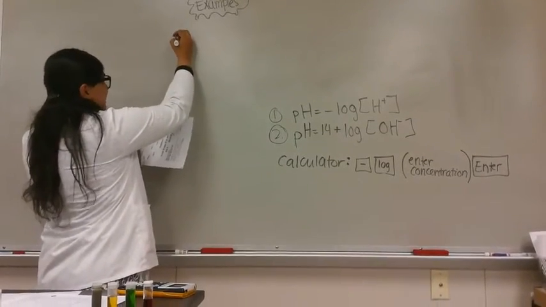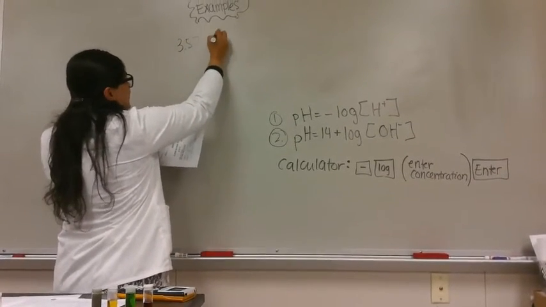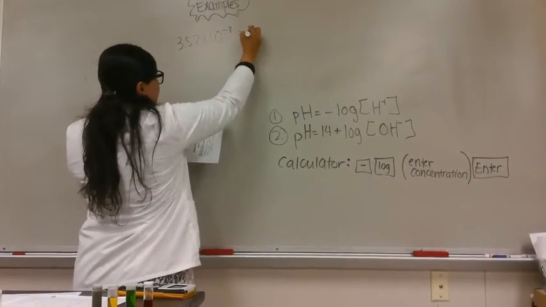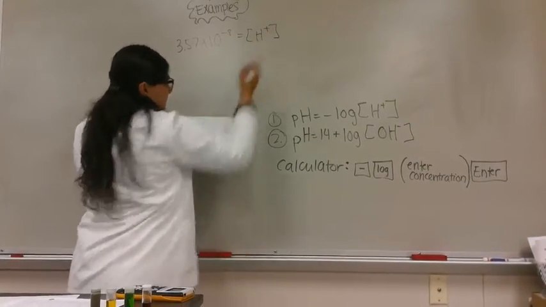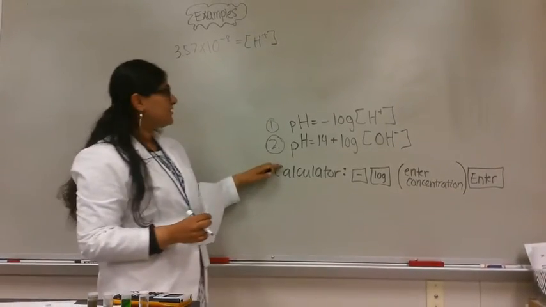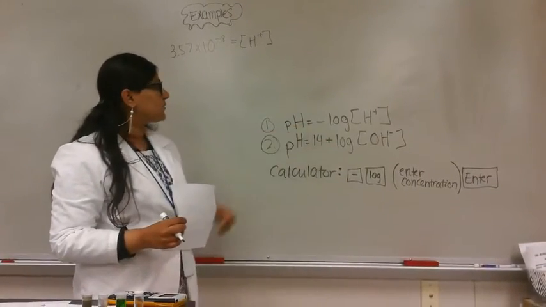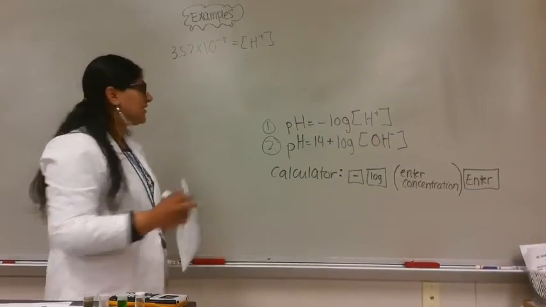let's say I have a hydrogen ion concentration that's 3.57 times 10 to the minus 8 power. Just like you would see on your lab report paper. Well, I have to figure out which formula to use. This one does not have hydrogen ion concentration at all, so I look at the first one, and I'm simply going to plug and chug.